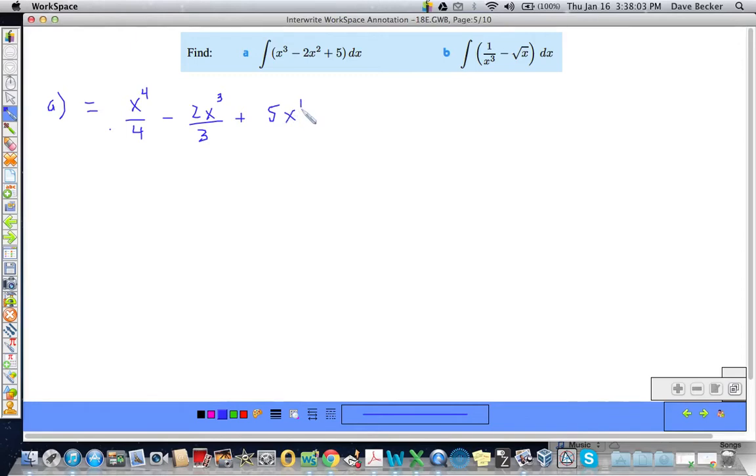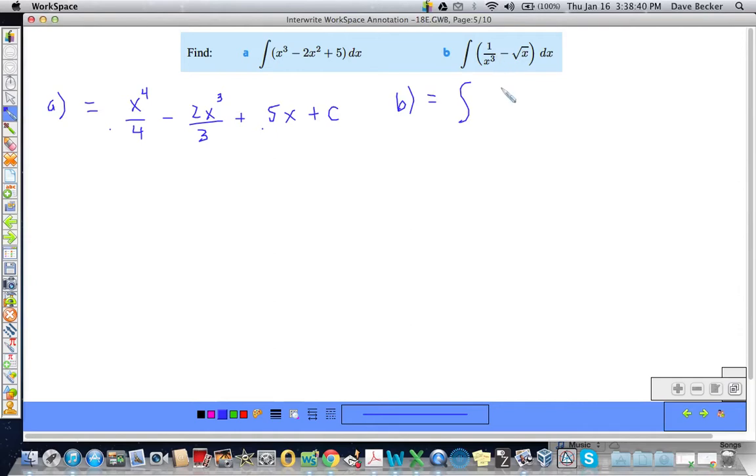5x to the 1st, because right now it's 5x to the 0 divided by 1, but we're never going to write that. In fact, that's probably the last time you're going to see me do that, plus c. And of course, the check is always to take the integral of this and make sure that you get the integrand. Okay? So the integral of x cubed minus 2x squared plus 5 dx is equal to x to the 4th over 4 minus 2x cubed over 3 plus 5x plus the constant c.